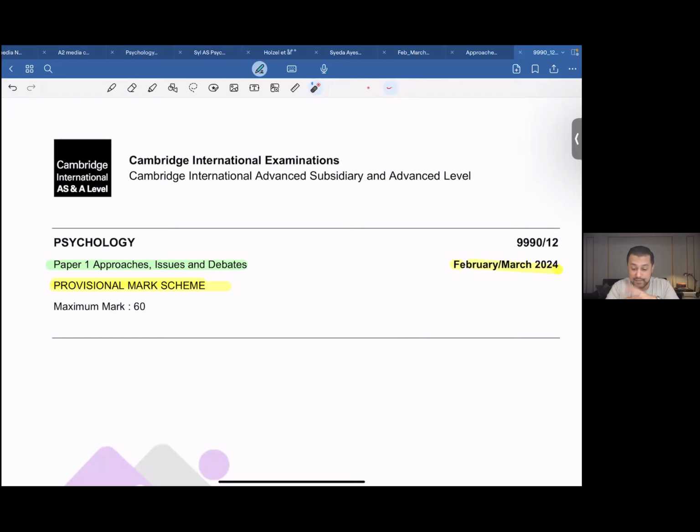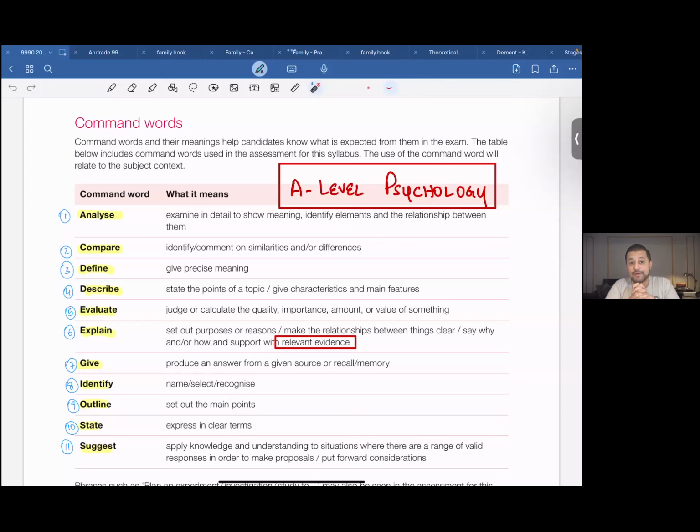The command words part, let me show you the command words real quick, and then I'd end this video. These are the command words that are present in the syllabus. If you want to know what they are, you might as well take a screenshot here and try to understand them. If not, they're available on the website by Cambridge as well. You should know what the examiner means when they use words like suggest, state, outline, identify, give, explain, evaluate, describe, define, compare, or analyze.